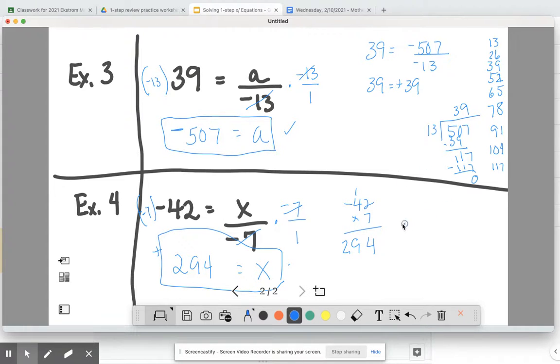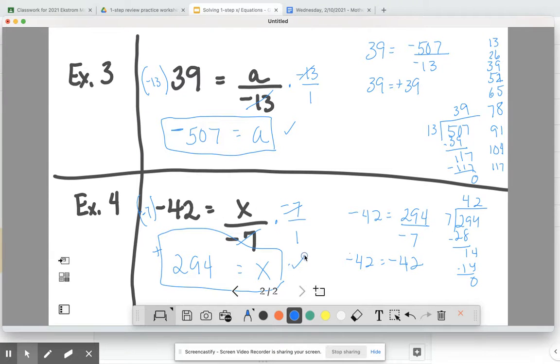Let's double check that. If we were correct, negative 42 should be the same as 294 divided by negative 7. This would be negative. Now 294 divided by 7 goes 4 times. That's going to go in 2 times. Negative 42, that's what we wanted. So our solution is correct.